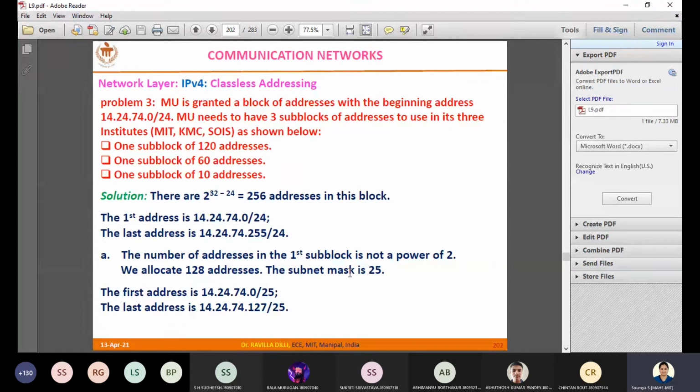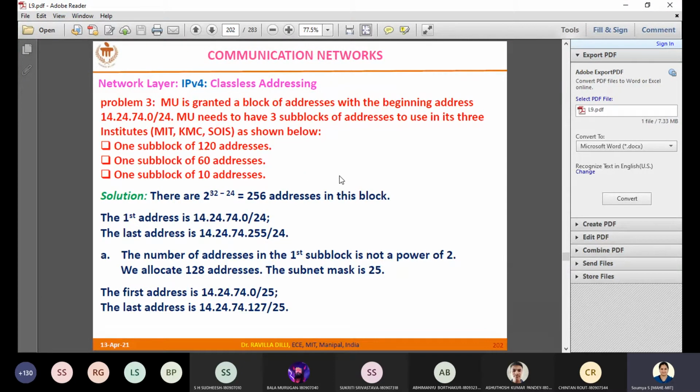Now, just look at this example. MU is granted a block of addresses with the beginning address as 14.24.74.0/24. Now, it needs to have 3 subblocks of addresses to use in its 3 institutes, that is MIT, KMC, and SYS, let us say. One sub-block requires 120 addresses, one sub-block requires 60 addresses, and another sub-block requires 10 addresses.